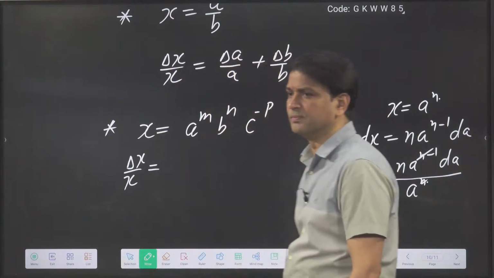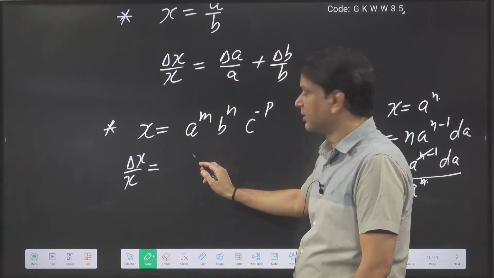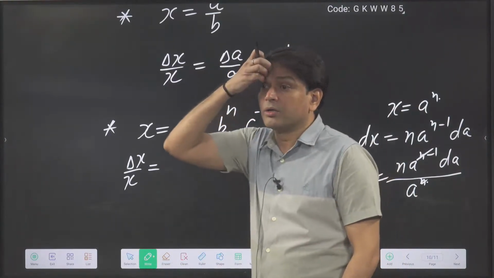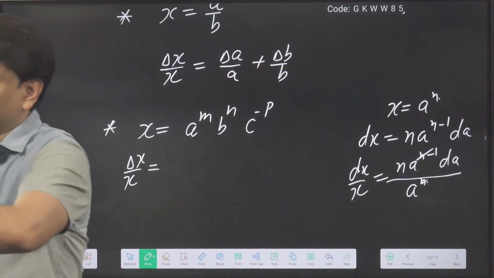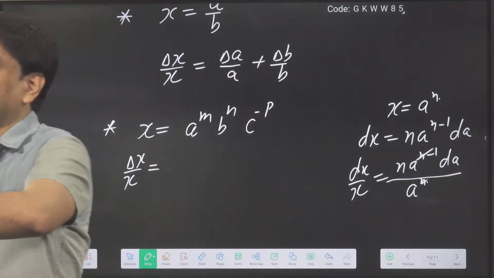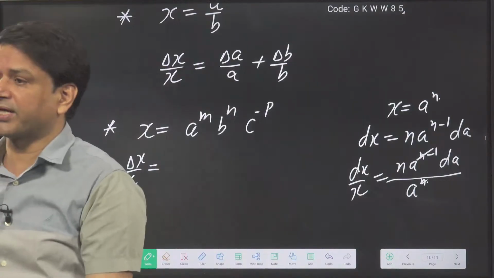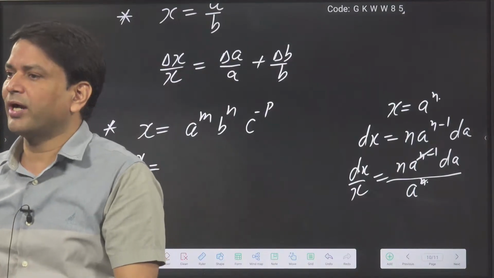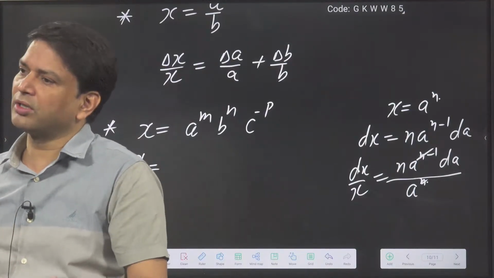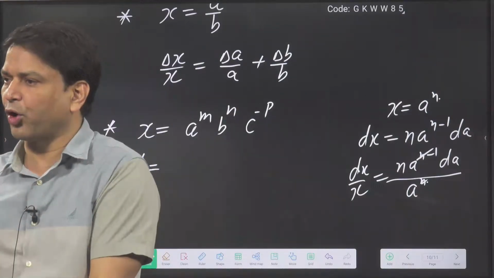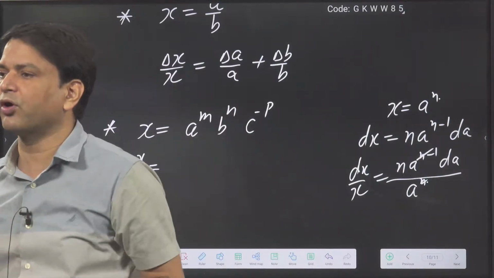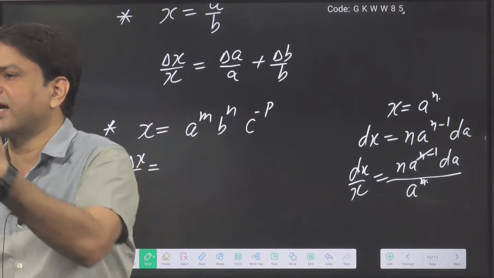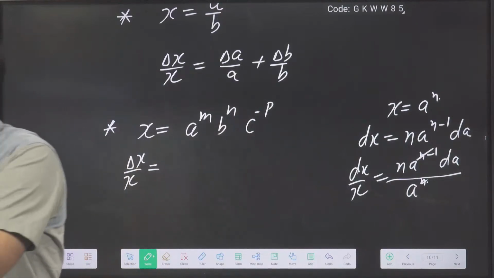Everybody knows differentiation. No need to differentiate in the exam, but even if you differentiate, you will get the same result. Ultimately, what I said is we have to calculate the maximum possible error. So after differentiating, I got the formula. I have just shown by differentiation the formula we get for the fractional error. Now after that, I am directly writing the result.